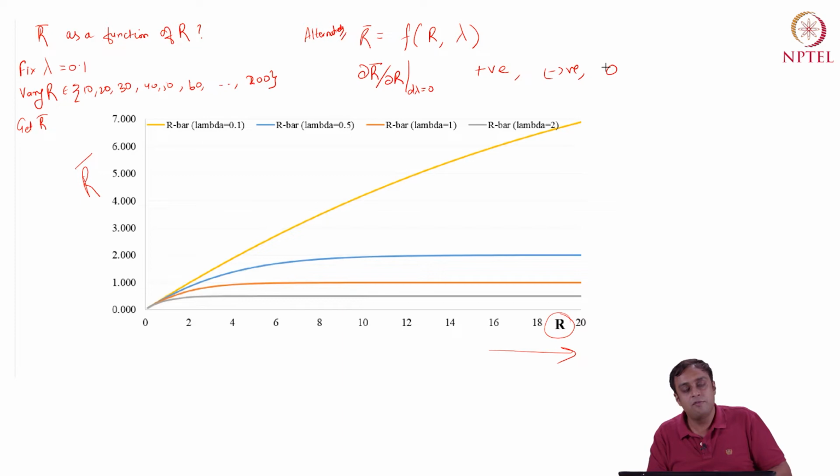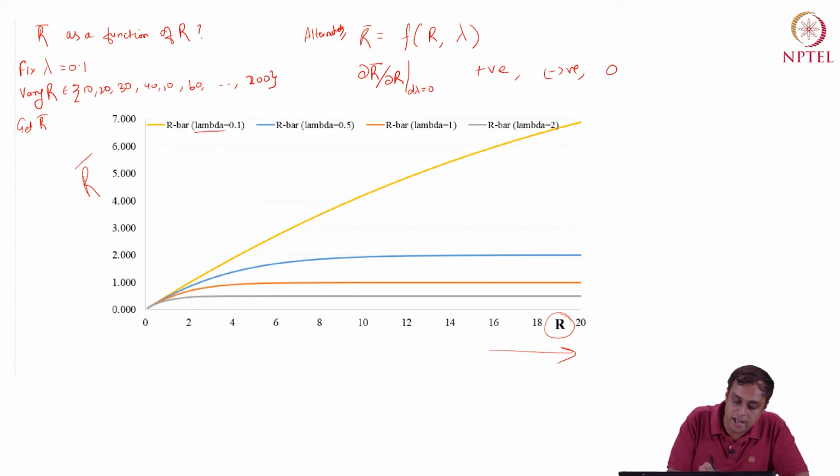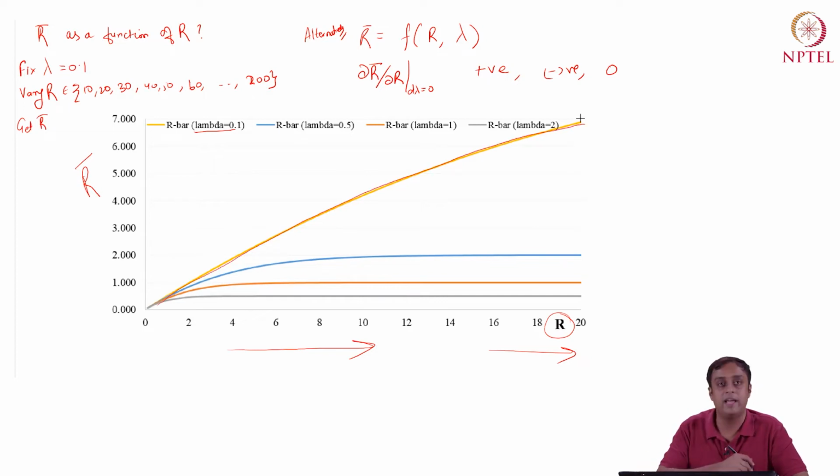What do we see in the graph? We see that when we fix lambda at 0.1, so there is no change in lambda as we change the capital R value on the x-axis, R bar seems to be increasing according to the yellow line, which looks like the inverse of an exponential increase. So R bar is increasing in R, but at a decreasing rate.